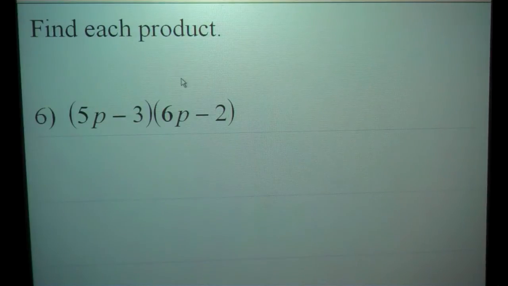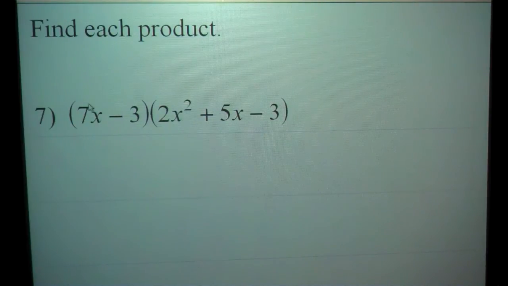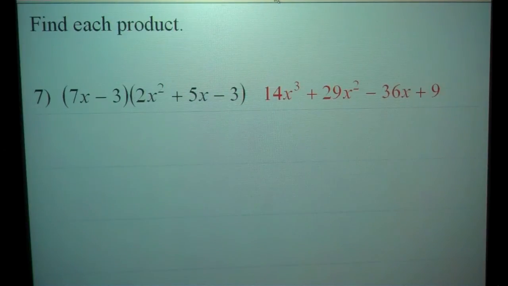Same thing, binomial times binomial. FOIL method. Pause. Alright, here's the answer. Now we're at binomial times trinomial. You're going to take 7x and distribute it to all 3 things, and then negative 3 to all 3 things. Okay? Here's the answer. 14x cubed plus 29x squared minus 36x plus 9.